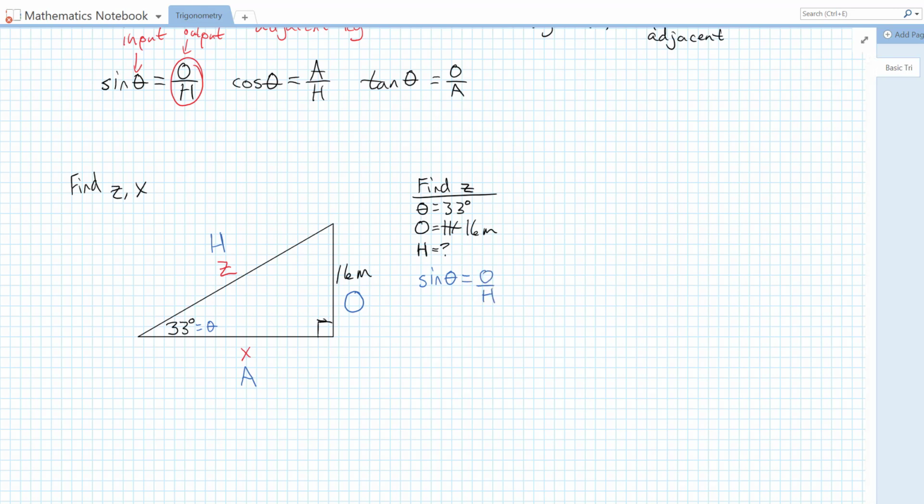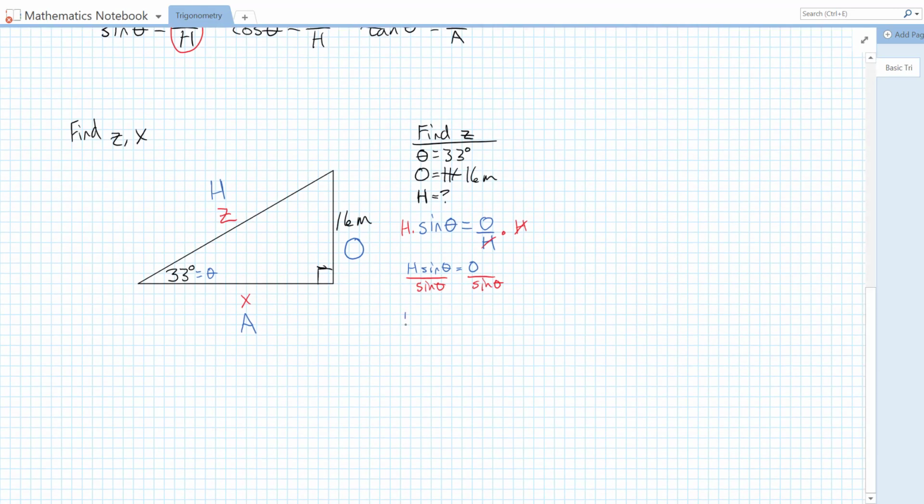And if we want to solve that for H, we can multiply both sides by H. We are then left with H sine of theta is equal to O. We can then divide both sides by sine of theta. And then we have our solved trig function. H is equal to O over sine of theta. Let's write that a little bit bigger.